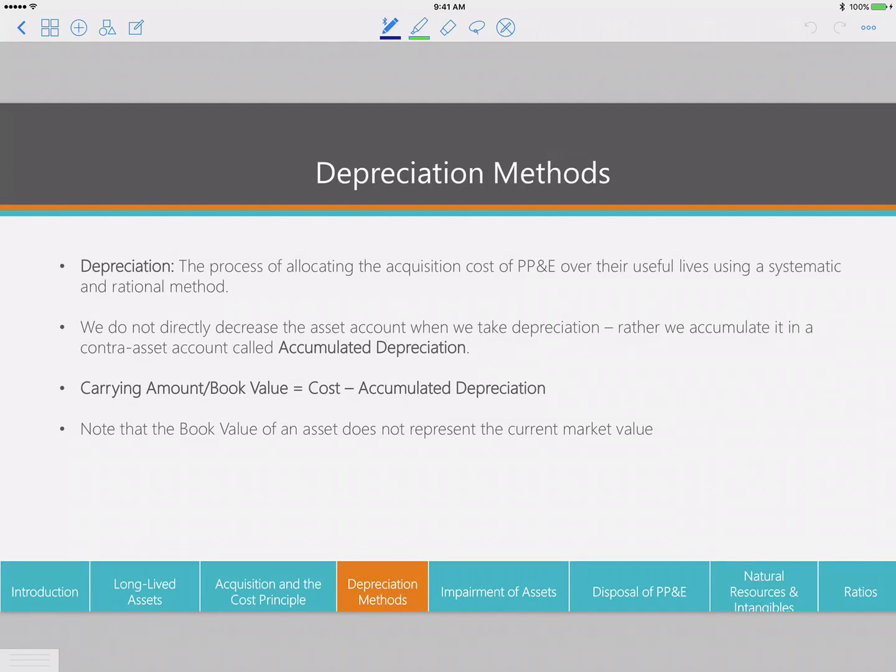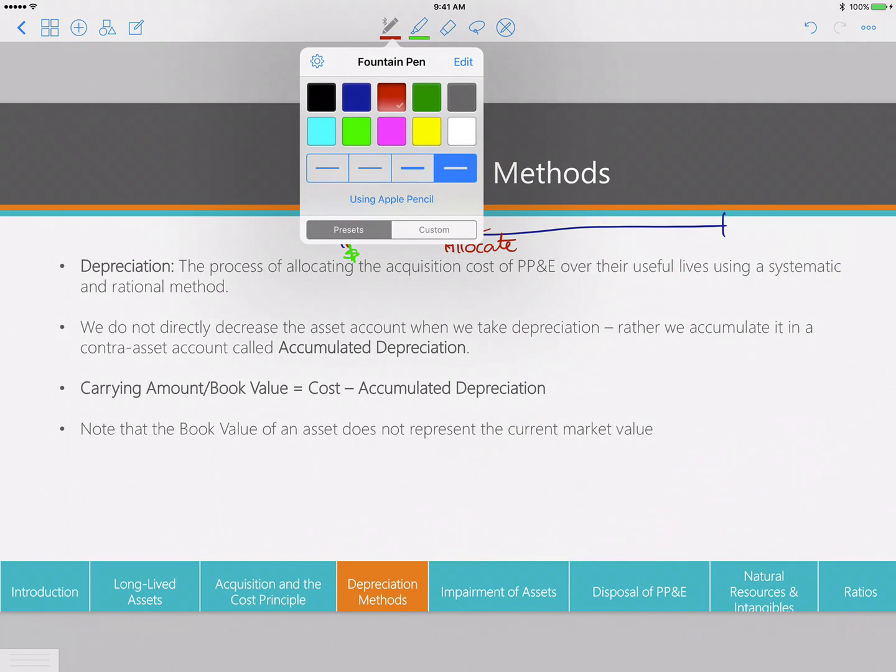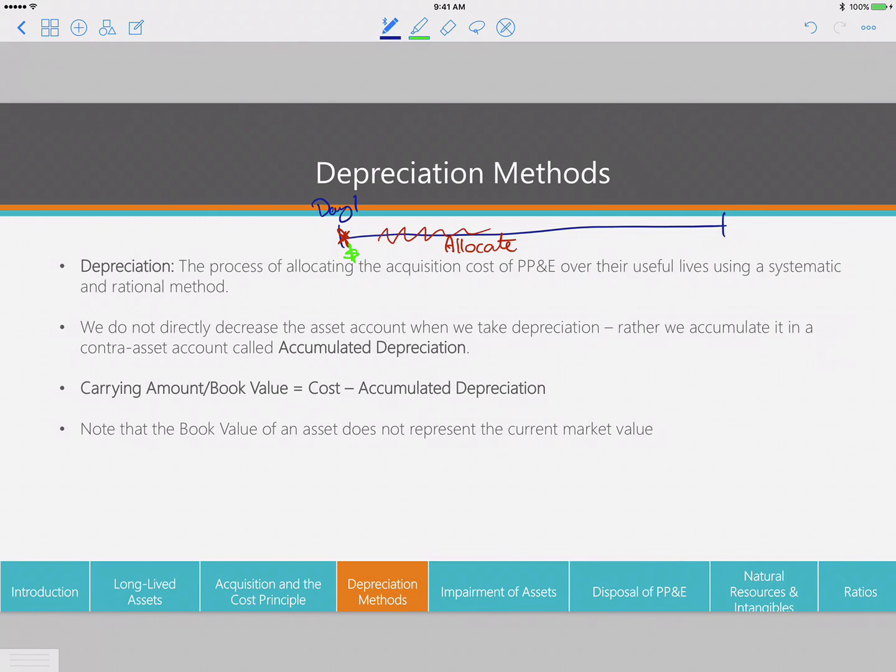What is depreciation? It's the process of allocating the cost of property, plant, and equipment over their useful lives using a systematic and rational method. Basically what we're saying is we paid X dollars at the date of purchase. So this is day one, and we actually purchased it over here. We spent cash on day one. But what we're going to do is periodically through the life, allocate the expense of this cost. It's not going to be paid in one shot. Rather, through the life, based on one of the depreciation methods, we're going to allocate the cost. We don't directly decrease the asset account when we take depreciation.